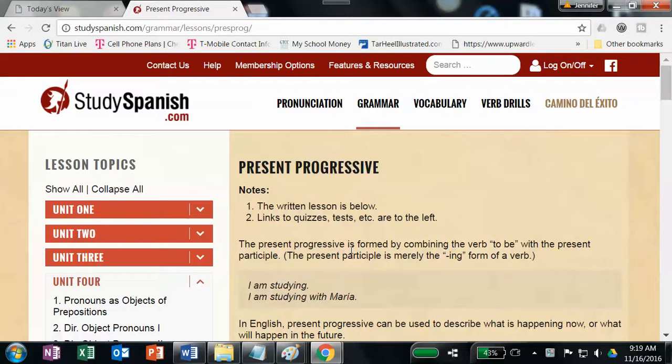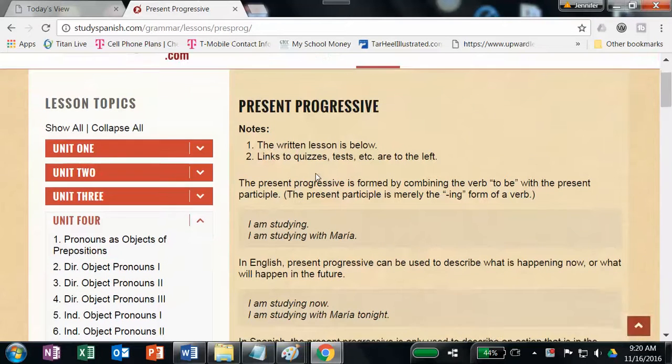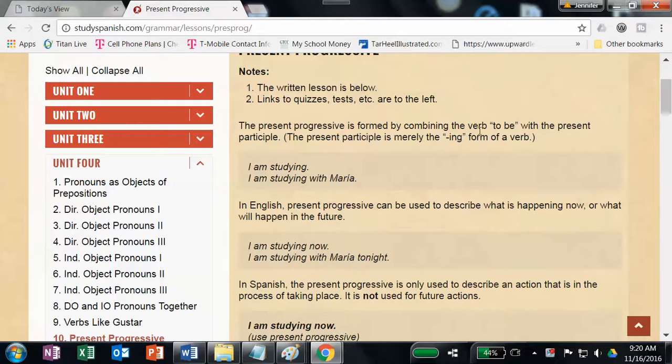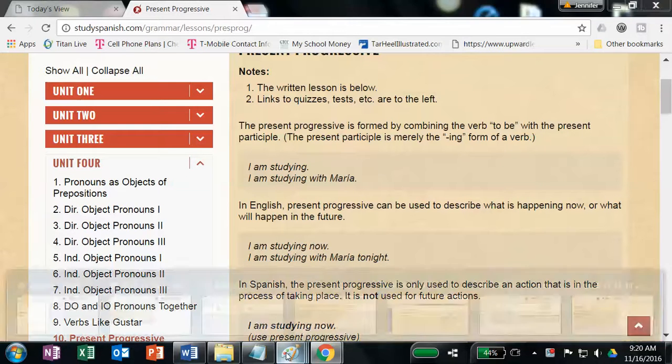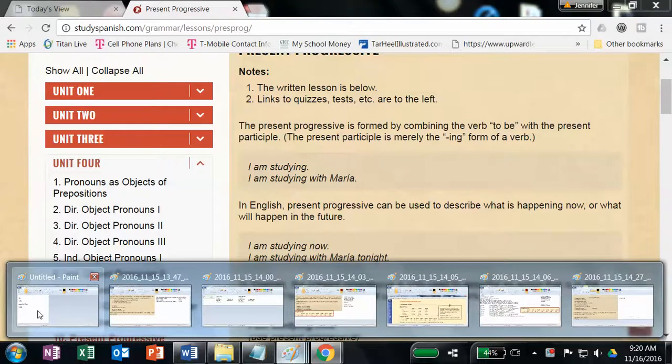Okay, this chapter also talks to you about the present progressive. So I'm going to go through and talk to you about how to form it. And then a big thing that your chapter does is talk to you about when you should use it versus when you should use the present tense. So first off, the present progressive. The present progressive is formed by combining the verb to be with the present participle. Okay, and so what does that mean?